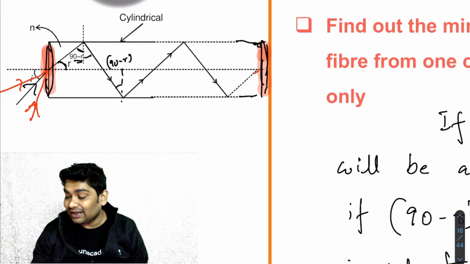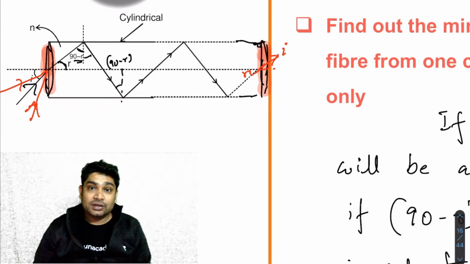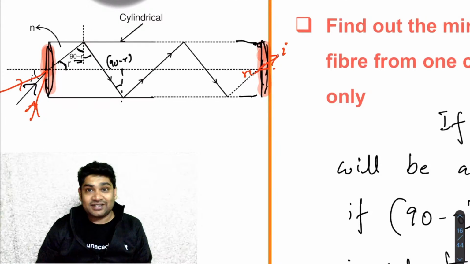So here it can come out. You realize here it will be incident at R, and what you'll realize is it will come out at I only. So that is something very interesting.